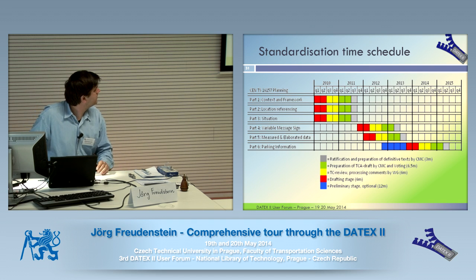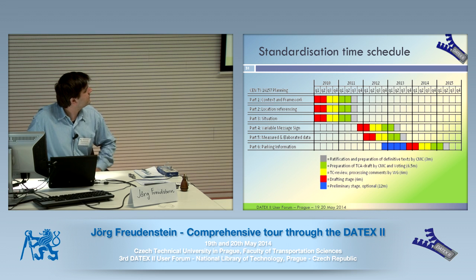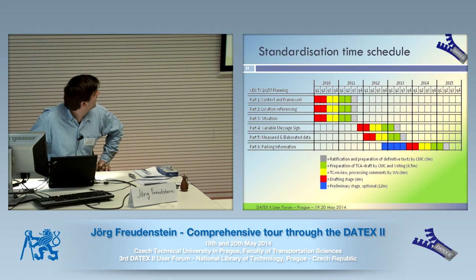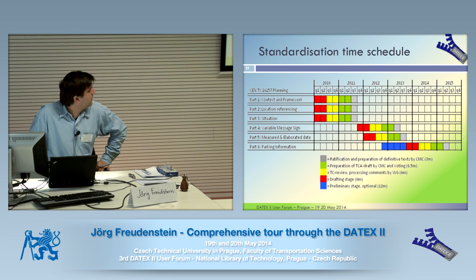Yeah, I put this slide here. Maybe it does not fit here. Maybe you saw it yesterday. Maybe you know it. It doesn't have too much to do with the data model. But in Datex, we have three early parts which were standardized in CEN, and this is, how much is it, three years ago. The newest parts were the variable message sign and the method and elaborated data. They have been standardized last year, and the standards were published this year. And nowadays we are going to standardize the parking information.